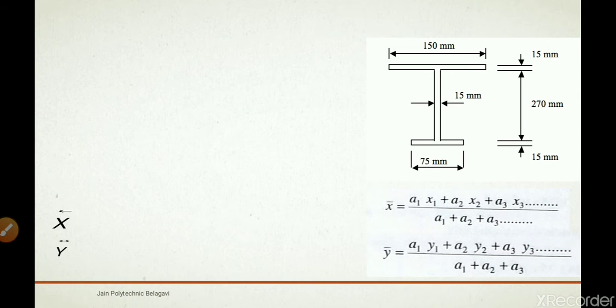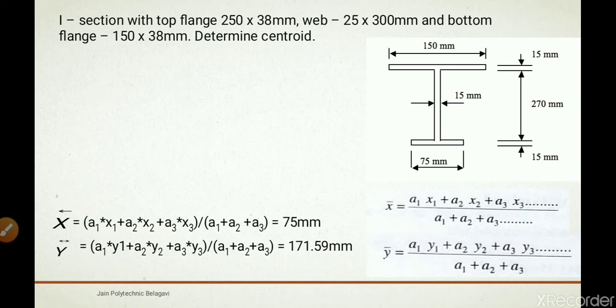Now we are going to calculate moment of inertia using the same question as in the previous video. From the previous video, the question needs to be corrected. The top flange is 150 by 15, the web is 15 by 270 millimeters, and the bottom flange is 150 by 15 millimeters. Determine centroid and moment of inertia.